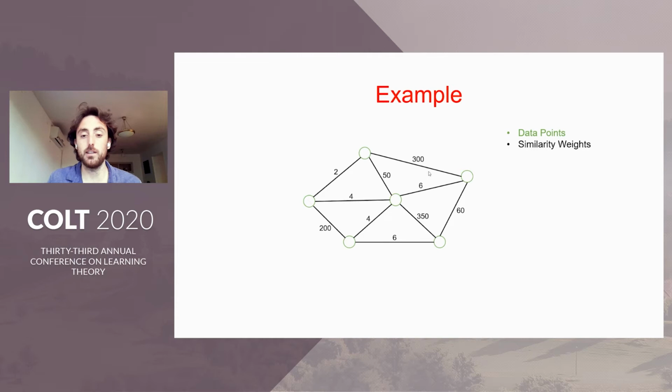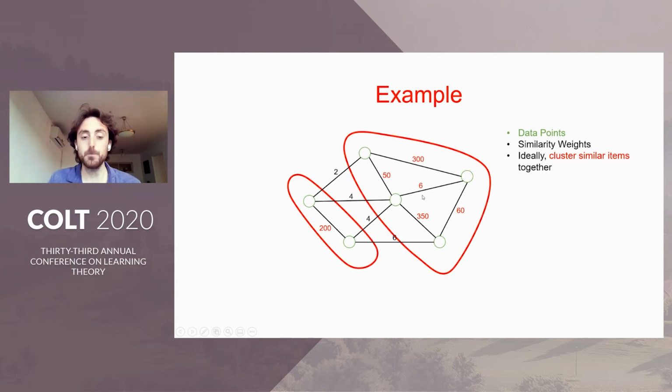Many times we'd like to cluster the data points into sets such that data points within the same set are more similar to each other than to others. So in this instance, we can see that these two data points are much more similar to each other than the others, and the data points within these four are also much more similar to each other than to the other two. So an intuitive clustering would be this one.